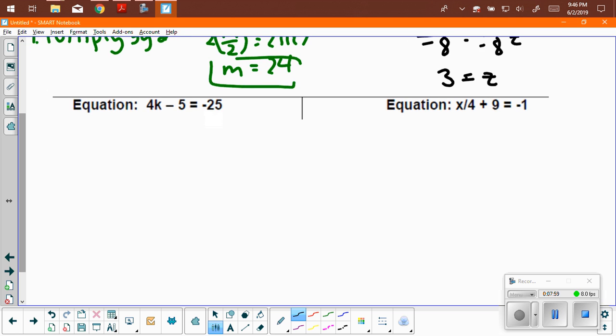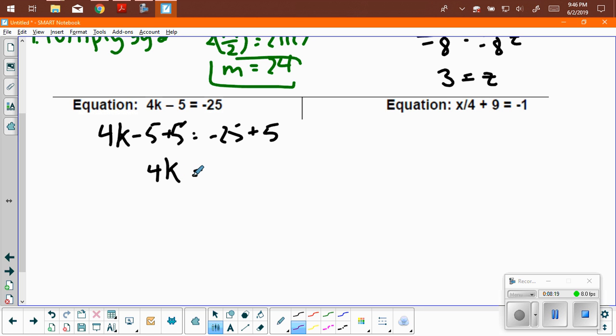Okay. 4k minus 5 is equal to 25. The opposite of subtracting 5 is going to be to add 5. Okay, so negative 5 plus 5, that's 0. So 4k. 25 plus 5. Okay, be careful with your negatives here. It's like negative 25 degrees out and it goes up 5, so it's now negative 20.